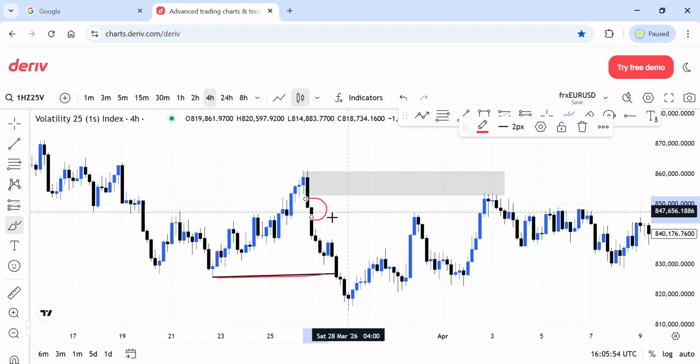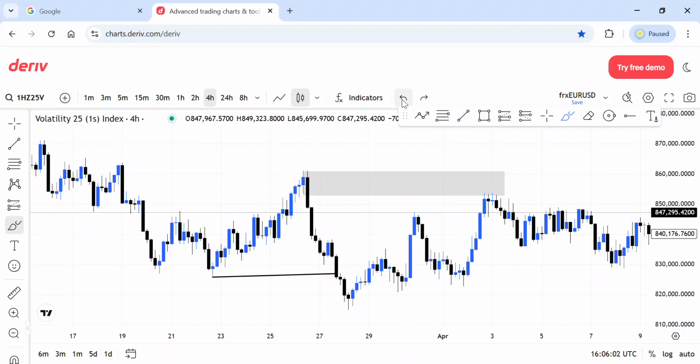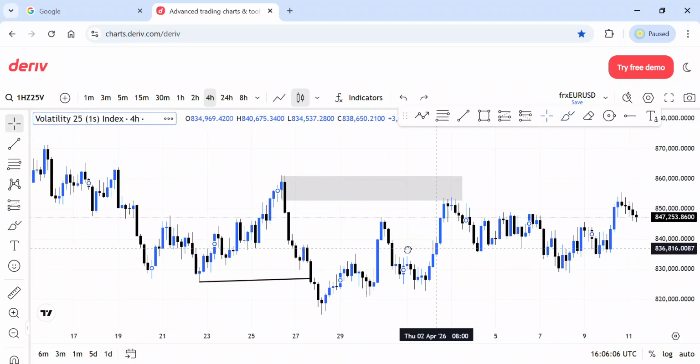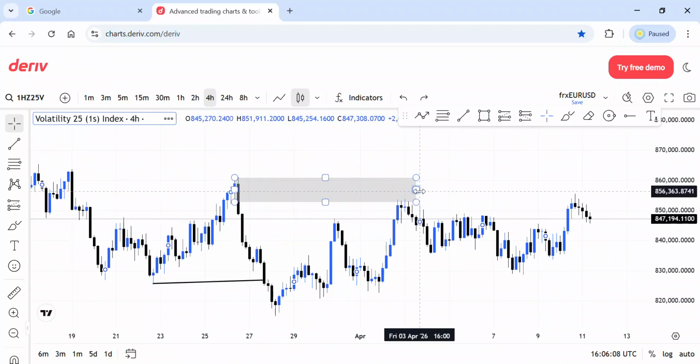And the fair value gap was not mitigated yet. As you can see, it wasn't mitigated yet. Okay? So those are the things you need to know. You need to know all of this for you to be able to mark your valid order block, like an order block that's going to work, that's going to hold the price.